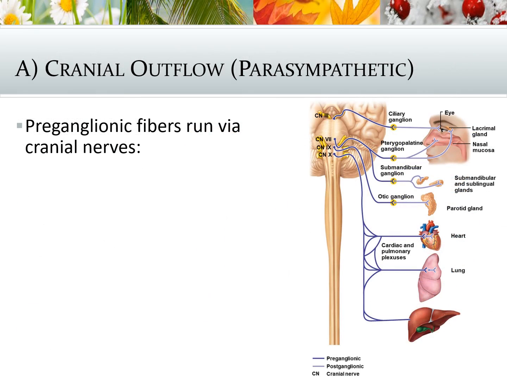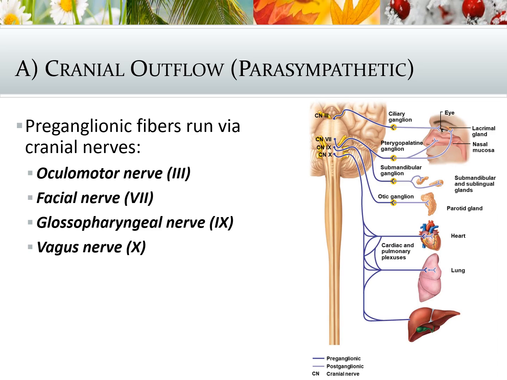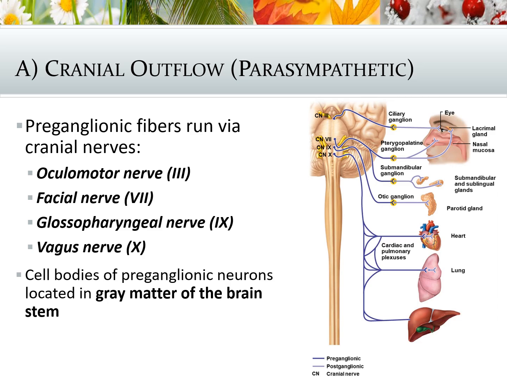So first, let's talk about that cranial outflow in a little more detail. We said that those preganglionic fibers are going to run via those cranial nerves. So which cranial nerves are we talking about? We're talking about oculomotor, which is cranial nerve 3. We're talking about the facial nerve, which is 7, and the glossopharyngeal nerve, which is 9. But the biggest nerve we'll really be talking about is the vagus nerve, okay, which innervates so many organs of the thorax and the abdomen.